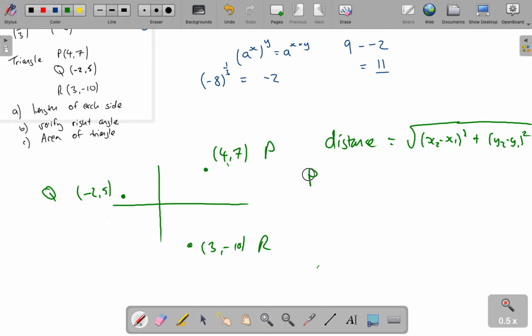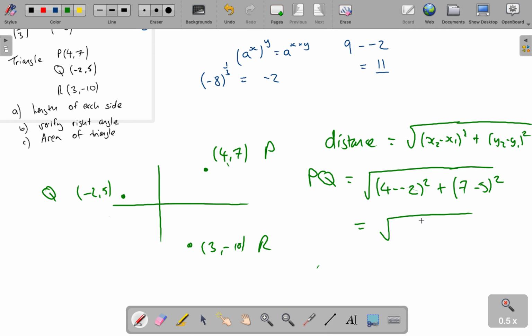So the first thing we've got is PQ. PQ is equal to the square root of (4 minus -2) squared plus (7 minus 5) squared. And this is equal to the square root of 6 squared plus 2 squared, which is equal to the square root of 40, or equal to 2 root 10 if you plug it into your calculator.